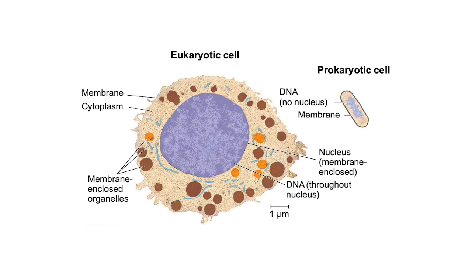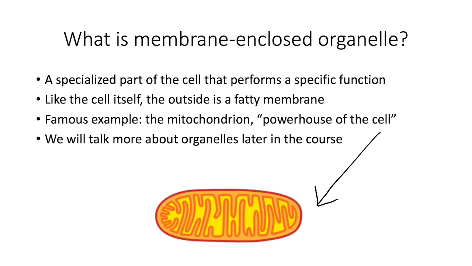So that's that. So what is a membrane enclosed organelle? We said that eukaryotic cells have them, prokaryotic cells don't. A membrane enclosed organelle is a part of the cell that performs a specific function. It has a job of some kind. The membrane on the outside is like the membrane for the whole cell. It's just like a fatty layer that makes a little bag on the outside.